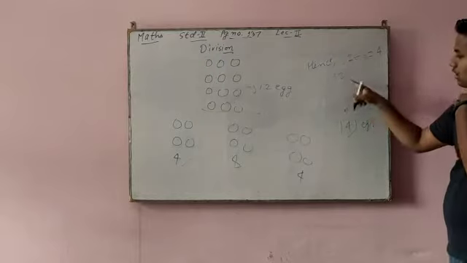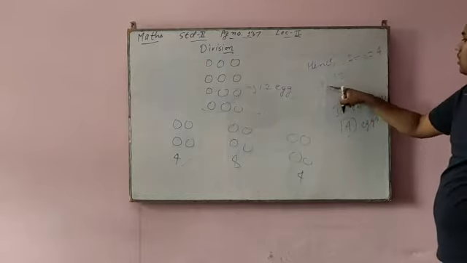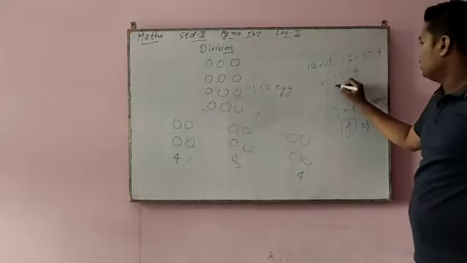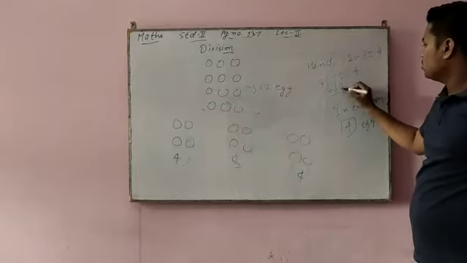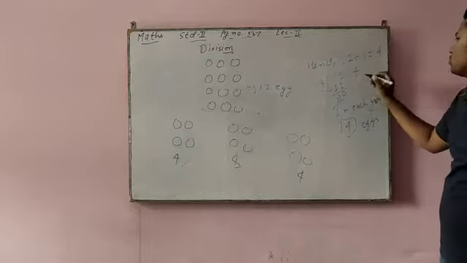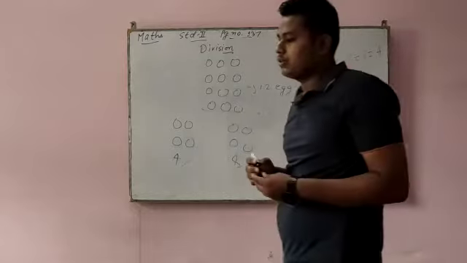Read the table of 3. In the table of 3, 12 will come at 4 times. So write here 4. Then 2 minus 2 is 0, 1 minus 1 is 0. So remainder is 0, quotient is 4. So your final answer is 4.